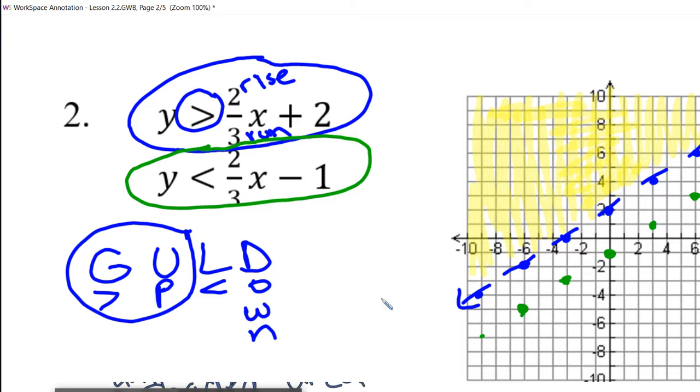Now, before you connect those points, you have to decide, is it going to be a solid line or a dashed line? If you look at this symbol right here, it's not equal to, so it needs to be a dashed line. Again, to make your dashed line, just put a little line through each point.